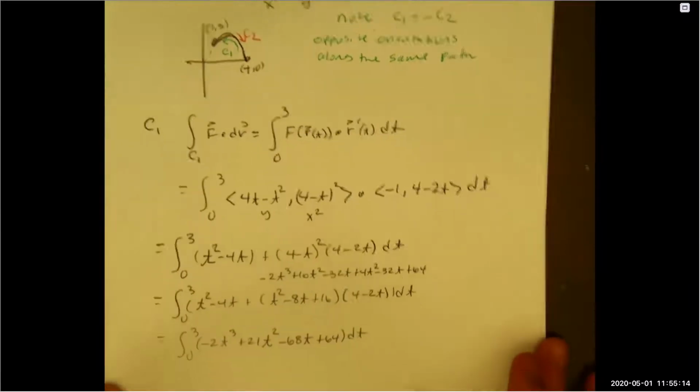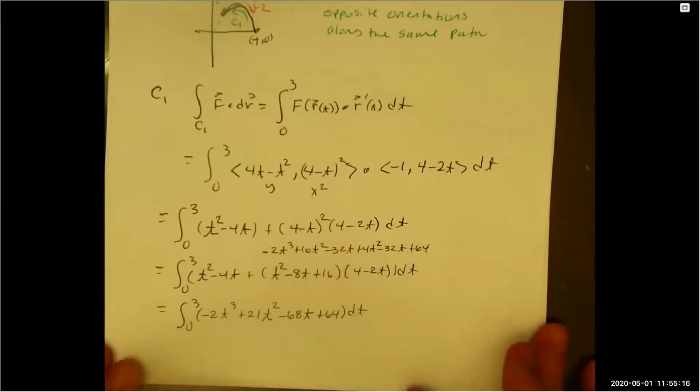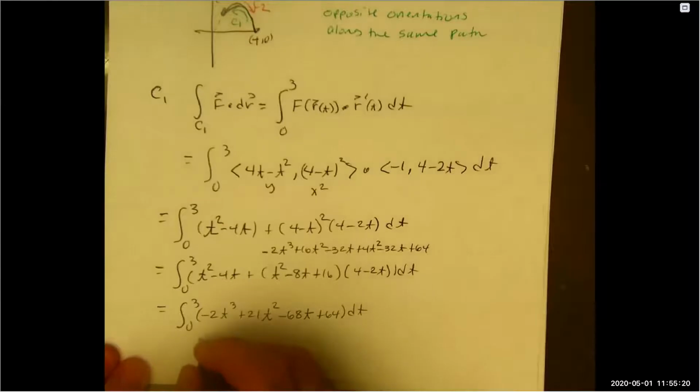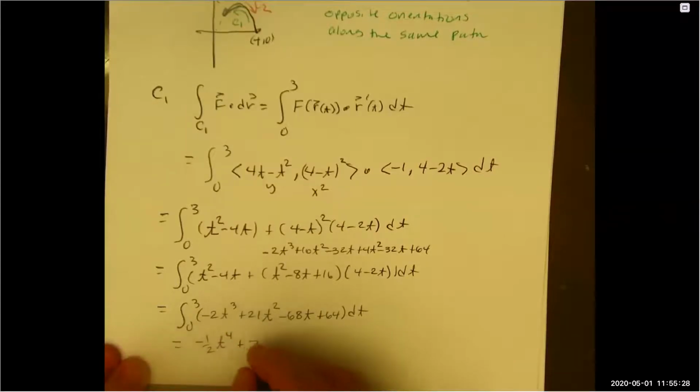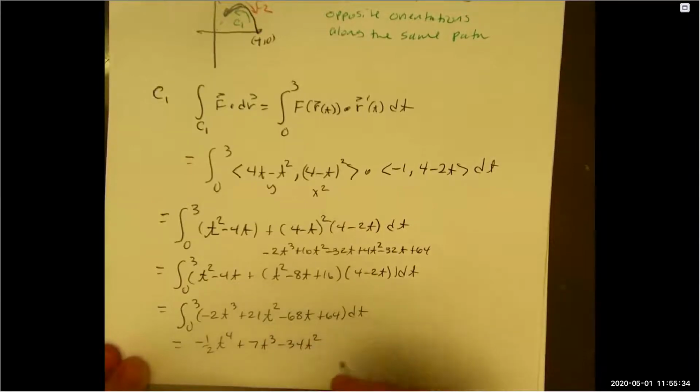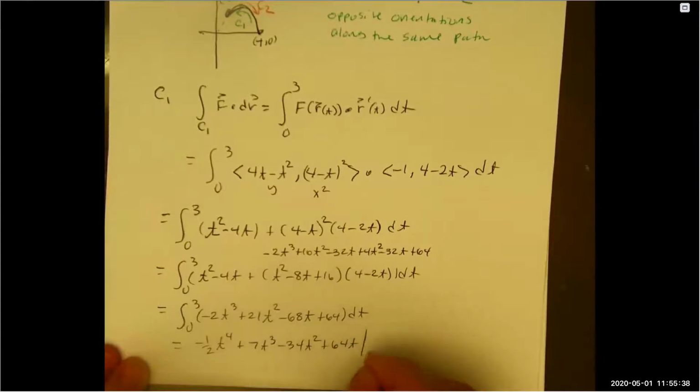And then we can just use the power rule on this. When we use the power rule, I'm going to have minus 1/2 t to the 4th plus 7t cubed minus 34t squared, and then plus 64t, and then we're going from 0 to 3. And everything's going to be 0 at that lower limit.